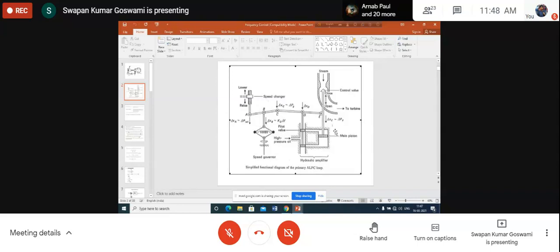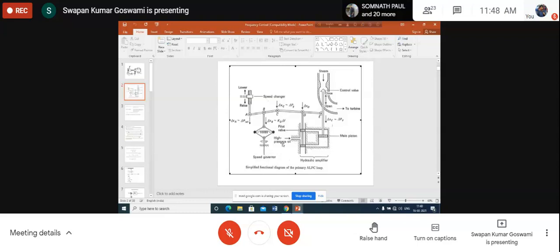Now let us discuss the components involved in the frequency control. What are the components involved? This is a mechanism, and the arrangement is shown here. We say this is the speed governing mechanism. And what is involved in this speed governing mechanism? Obviously, this is a schematic diagram, and the actual implementation will vary depending upon the manufacturer who is implementing this.